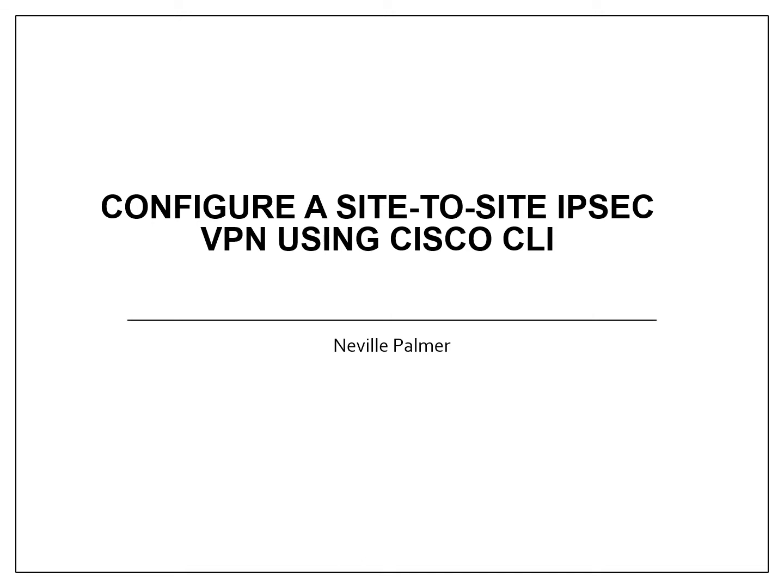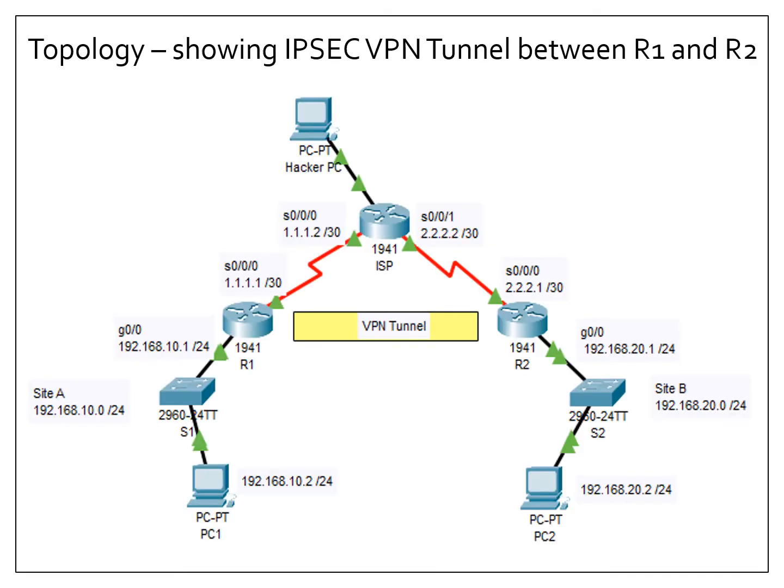Okay, so we're going to have a look at how to configure a site-to-site IPsec VPN using the Cisco command line interface. So here's a very much simplified topology. We've got two sites, Site A and Site B. We've got router 1 at Site A with a PC attached, and router 2 at Site B with another PC attached. And both sites are connecting to an internet service provider.